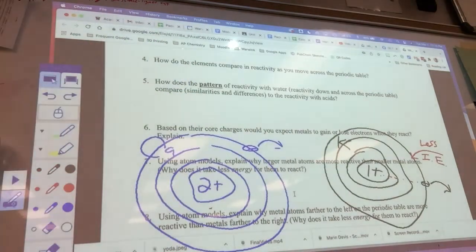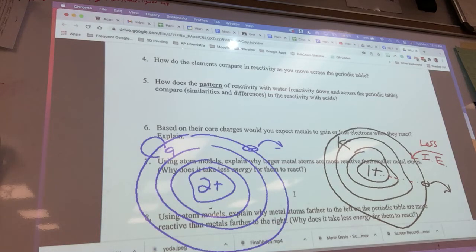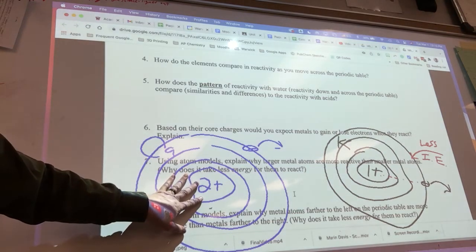We said potassium was more reactive, right? So why was it more reactive? Because it took less energy. Yeah, it took less energy. Why does it take less energy? Because there's more attraction. There's more attraction in calcium?